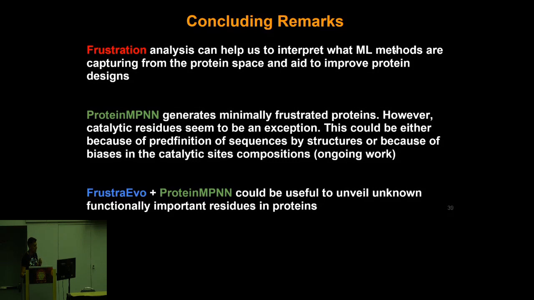This could be either because of predefinition of sequences by structures or because of biases in the catalytic sites' compositions. And if this is true, we can use frustratometer and ProteinMPNN. If we have a structure from a protein and we have no idea what it does, we can use this strategy to unveil residues that are functionally relevant.